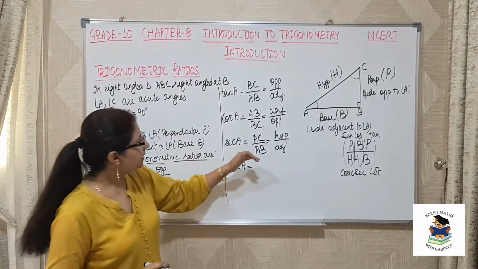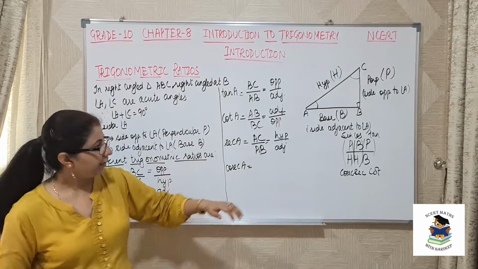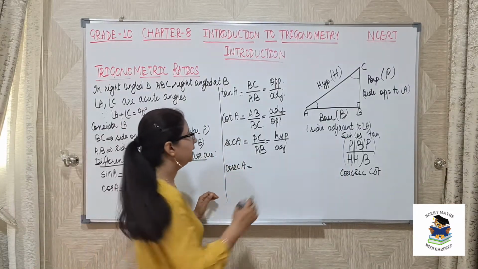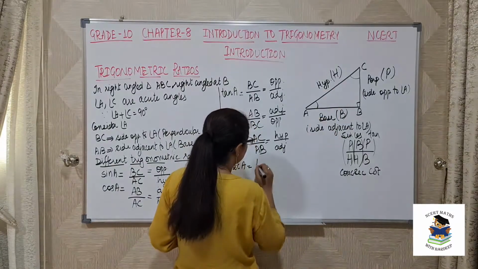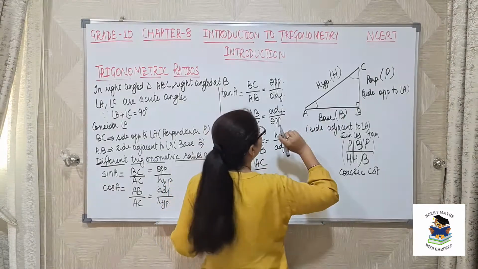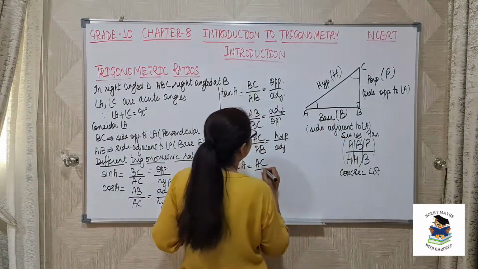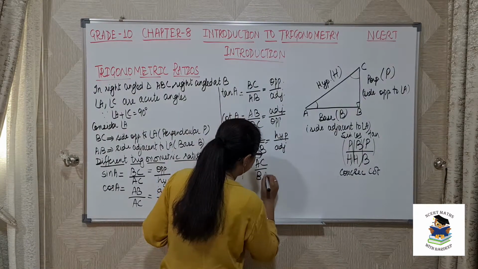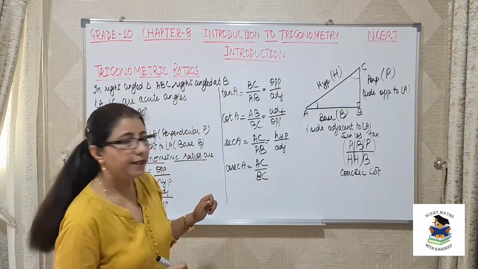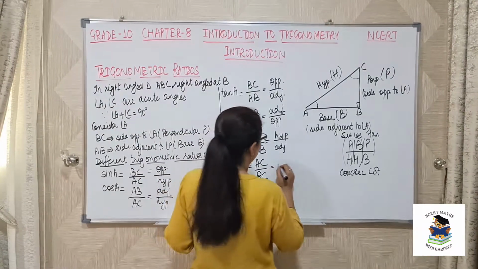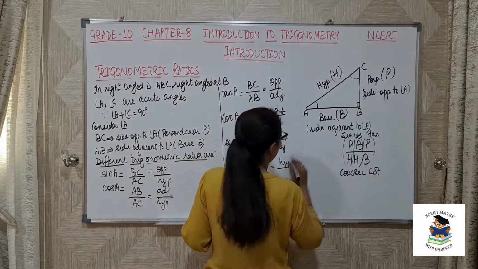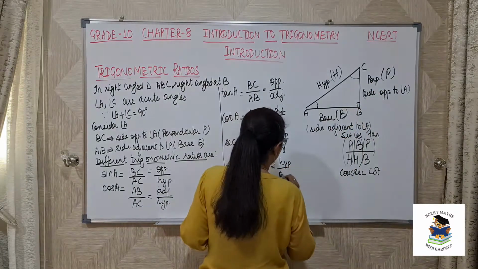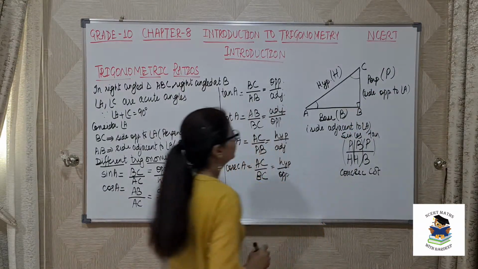Okay, so next is cosecant A. Cosecant A is hypotenuse over perpendicular. So what is hypotenuse? This is AC over perpendicular. Perpendicular is opposite side. So opposite side is BC. Okay, or we can say hypotenuse over perpendicular. Perpendicular is also referred as opposite.